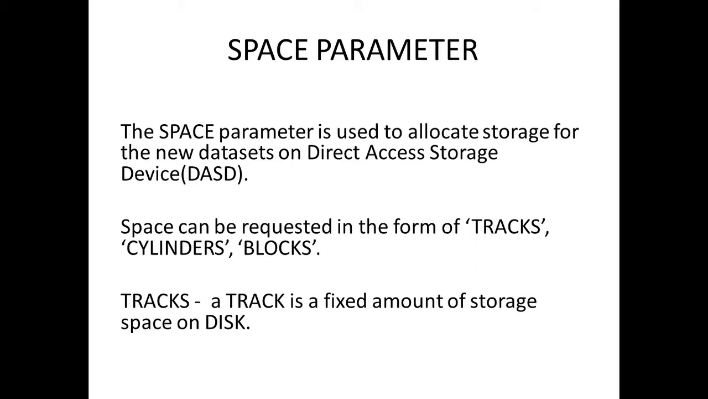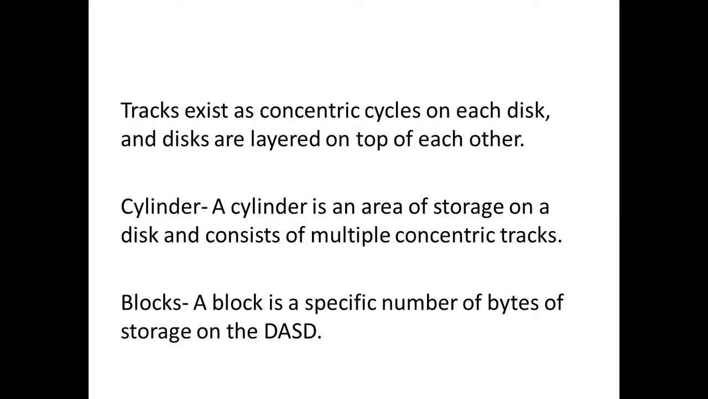So what is a track? A track is a fixed amount of storage space on the disk. Tracks exist as concentric circles on each disk, and disks are layered on top of each other. So if we take a disk, whatever concentric circles are present on the disk are nothing but tracks.